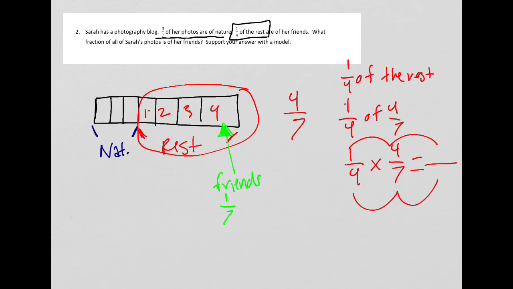But let's confirm it with the actual multiplication. 1 times 4 is 4. 4 times 7 is 28. 4/28ths I can simplify because 4 can be divided by 4 and 28 can be divided by 4. 4 divided by 4 is 1. 28 divided by 4 is 7. Yay. So we're able to show it using our diagram and by also doing the fraction math.